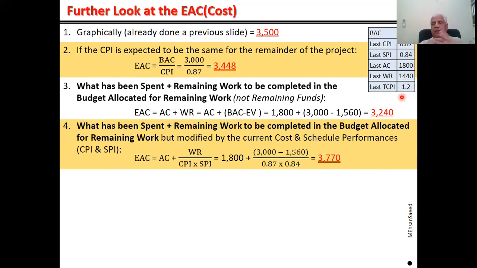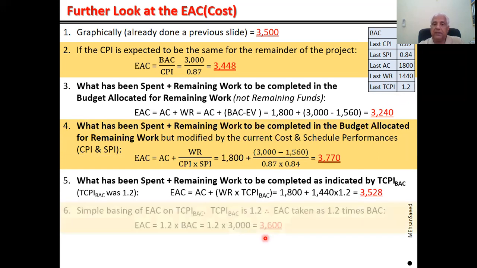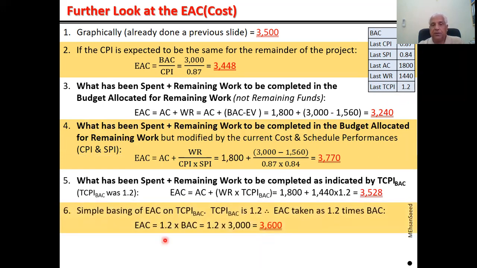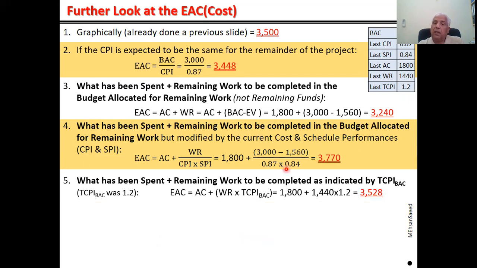So again, the same logic. What has left your pocket has left. 1800 left your pocket, so it has left. Remaining work is 1440, so apply TCPI on that, and you will get this figure. So, sorry, 1440, apply TCPI back, and you get a figure of 3528.